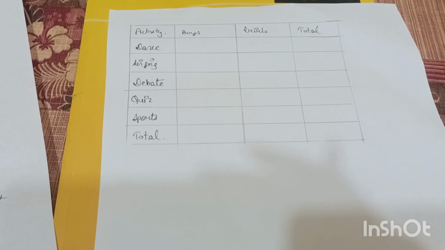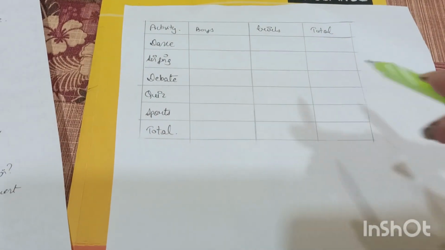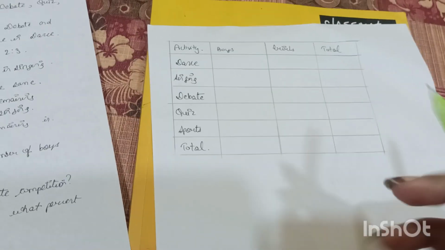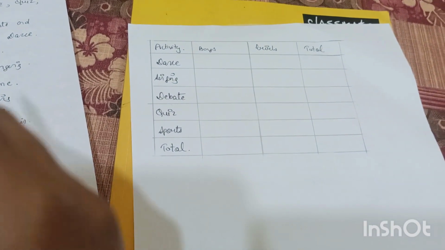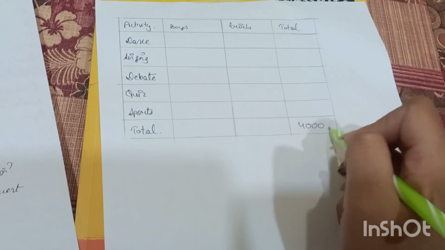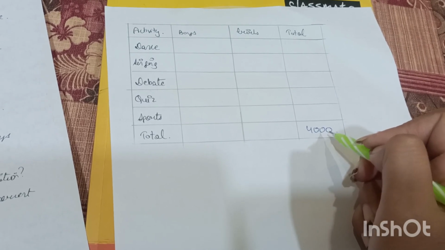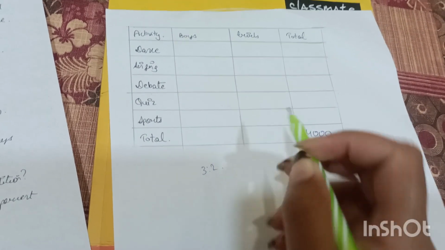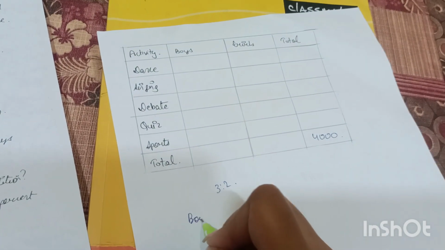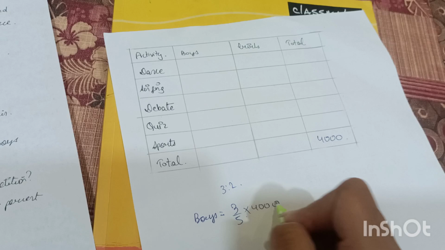Hope you have solved the question. Now let us see the solution. First of all, you can make the table like this. The school has 4,000 students, so you can write 4,000 over here. The boys and girls ratio is given as 3:2. For boys you can solve it like this: 3/5 into 4,000.